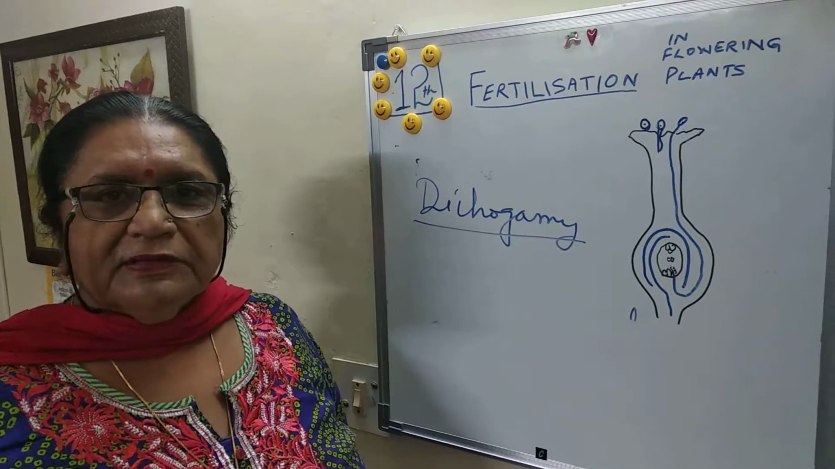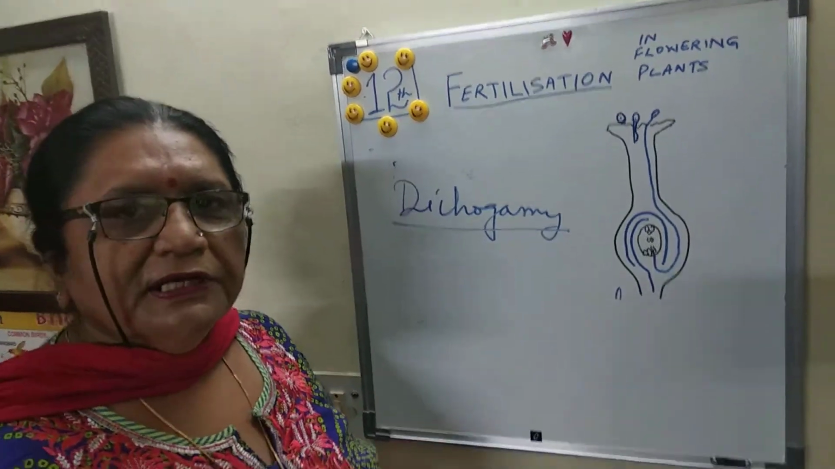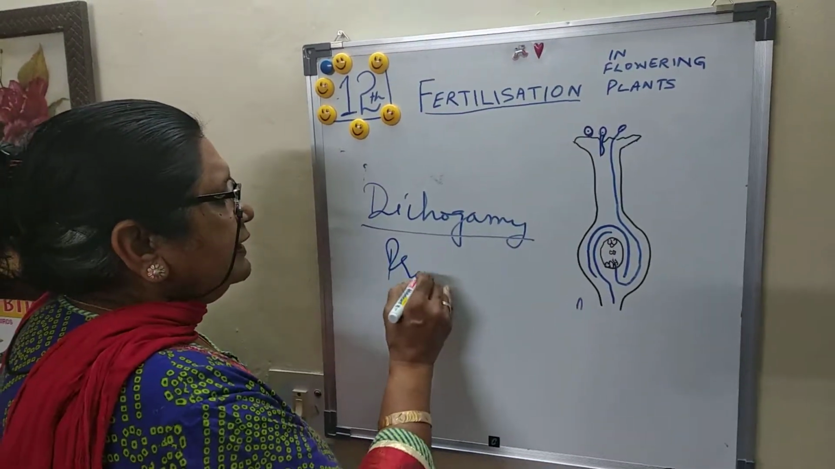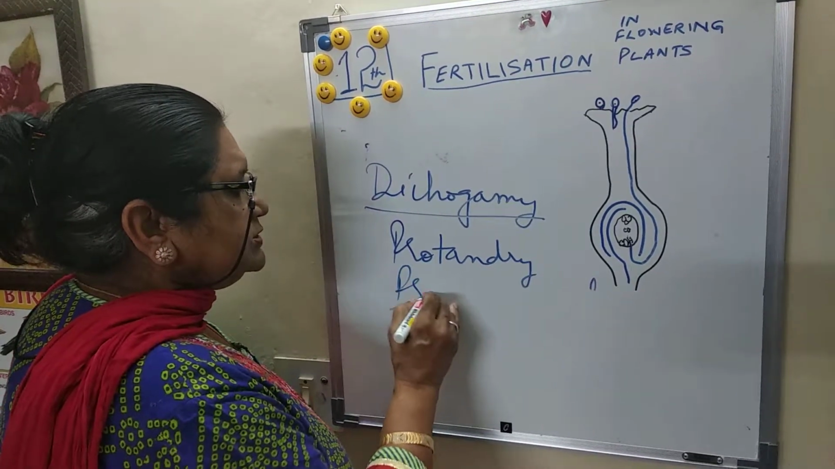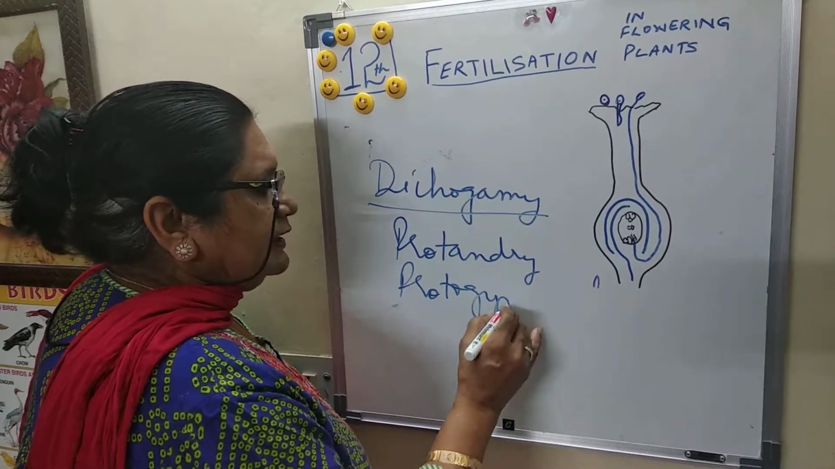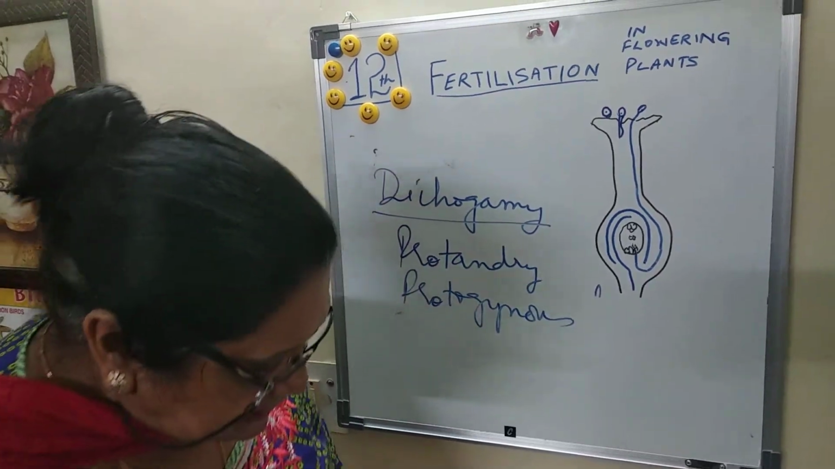Dichogamy. That means there is maturity of the male and female parts, the pollen grain or pistil, or stamens, at different times. The condition is called protandry and protogyny.